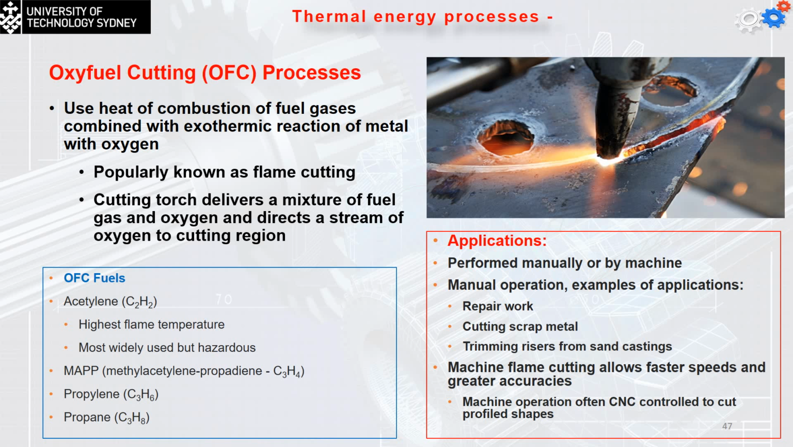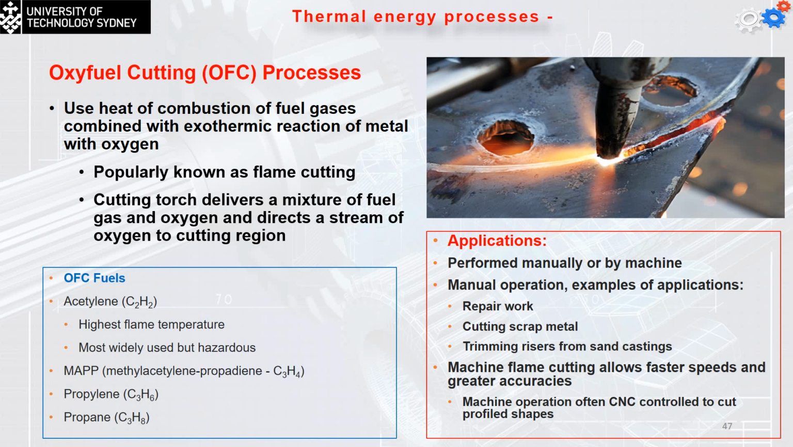The fuels we can have are acetylene, which has the highest flame temperature and is most widely used, but it's dangerous and hazardous to use. We have MAPP, we have propylene, and we have propane.